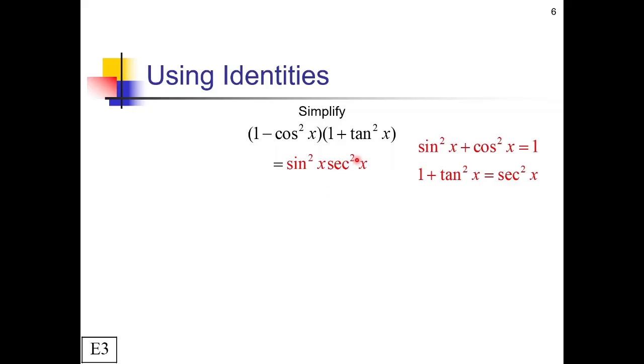Secant squared can be rewritten as 1 over cosine squared. So I can write this as sine squared over cosine squared of x. The sine squared is staying where it is, but we're moving this cosine squared underneath it here. And then sine squared over cosine squared, that's equivalent to tan squared. So we can call this tan squared of x.